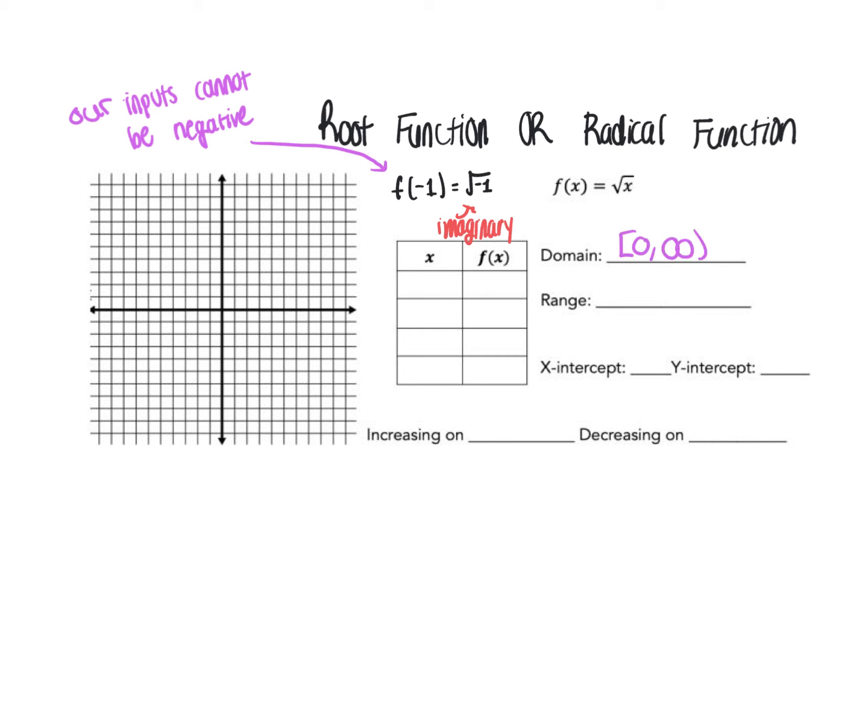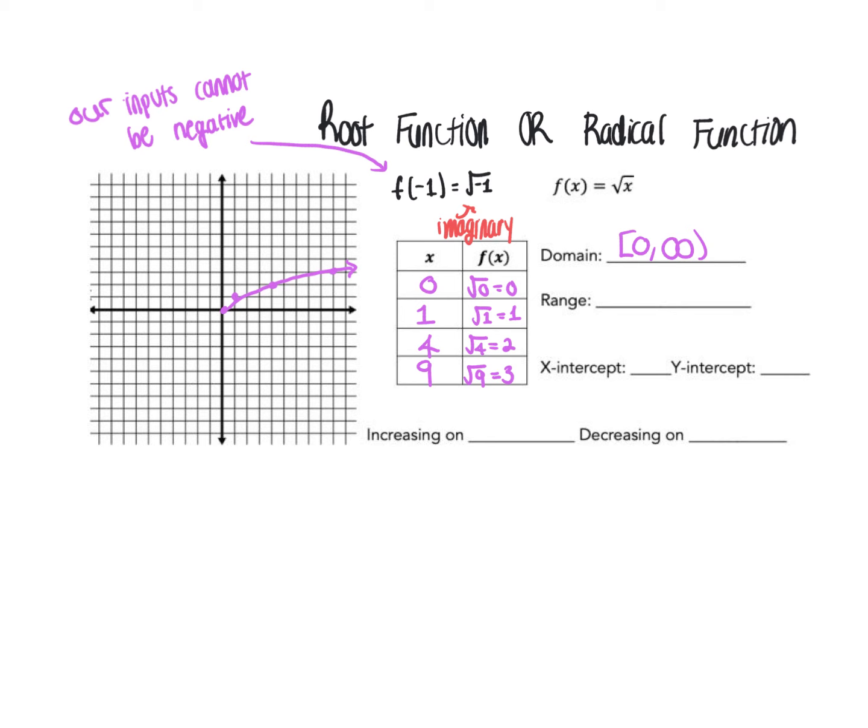So let's go ahead and evaluate some of these inputs. So I chose perfect squares. So the square root of 0 is 0, square root of 1 is 1, square root of 4 is 2, and square root of 9 is 3. So I can go ahead and graph those. So I plotted the points, and now I draw my line. And then I have an arrow to show it goes on forever.